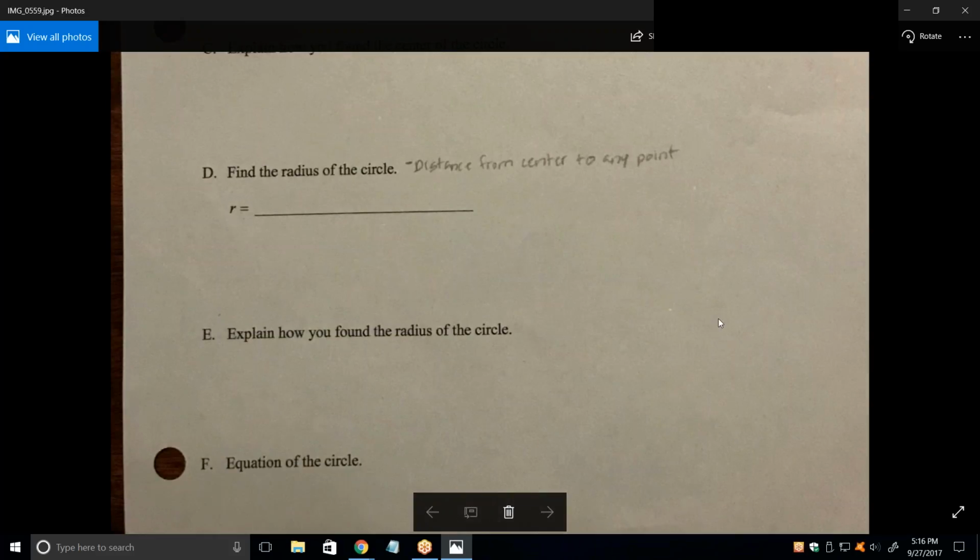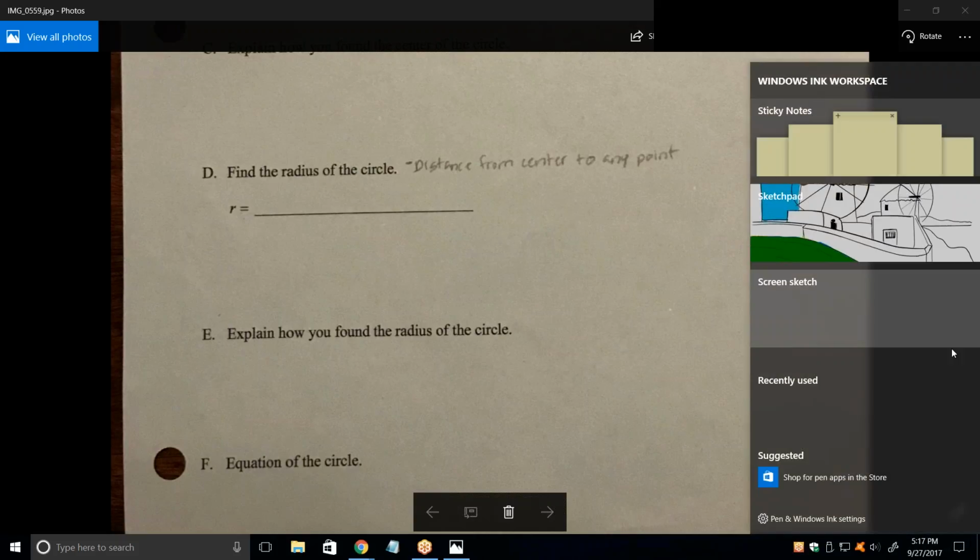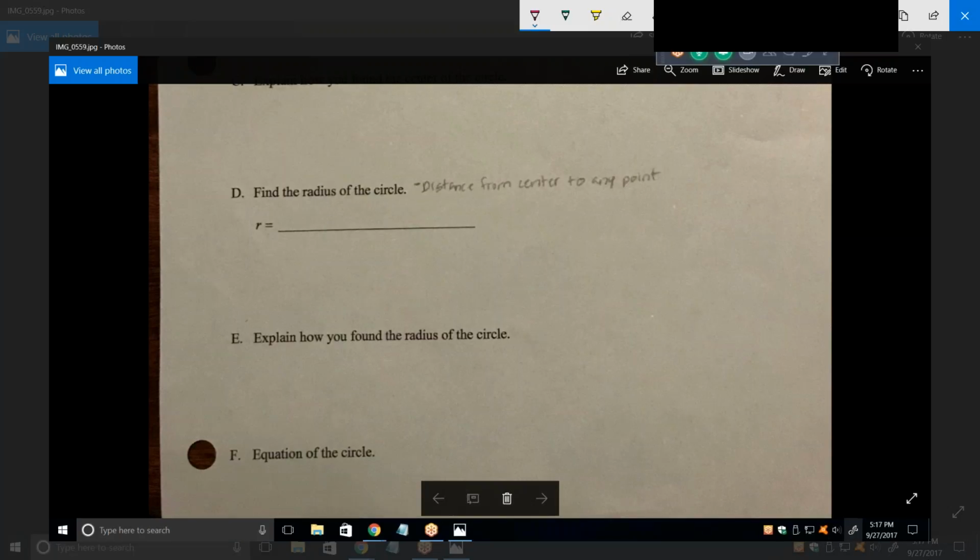Equation of the circle. What's the general equation of a circle? It's x minus h squared plus y minus k squared, because x always goes with h, and k always goes with y, is equal to r squared, the radius squared.